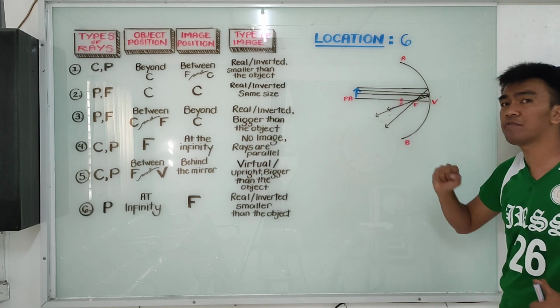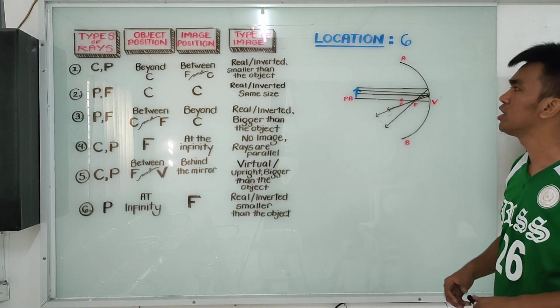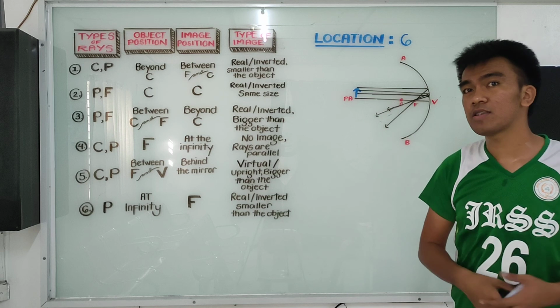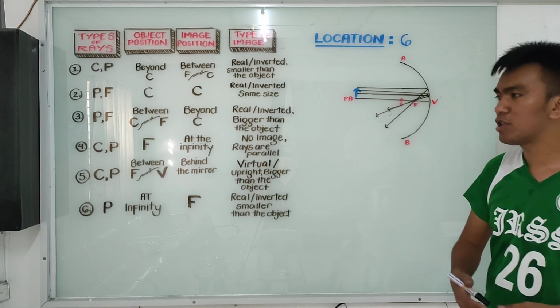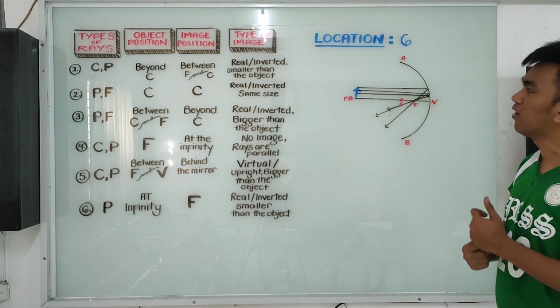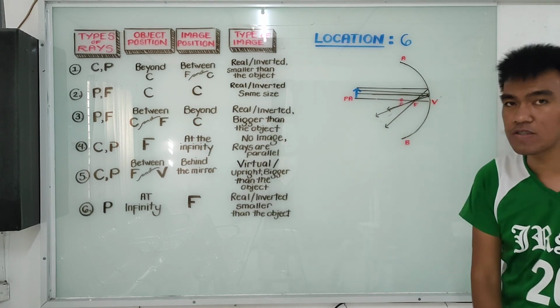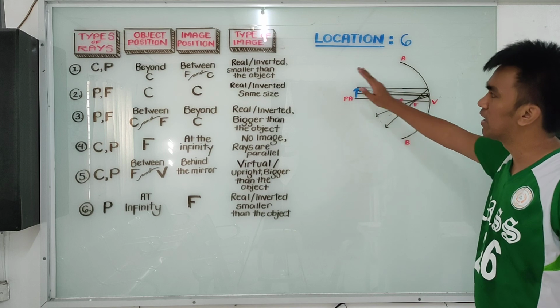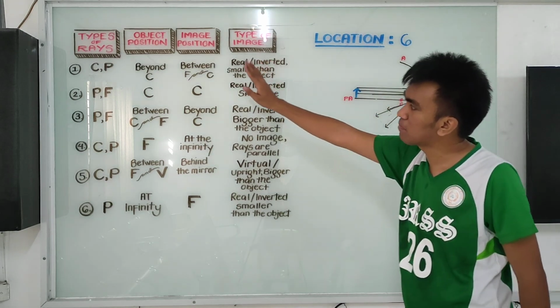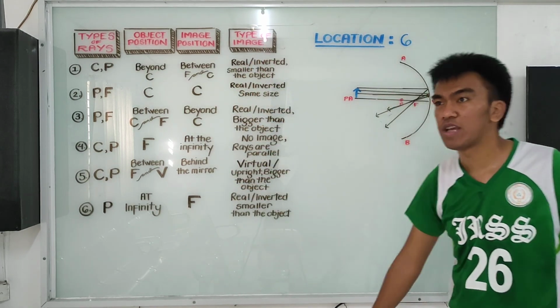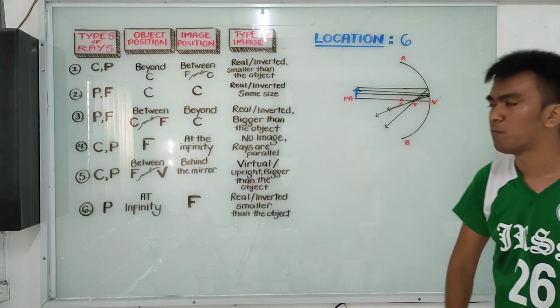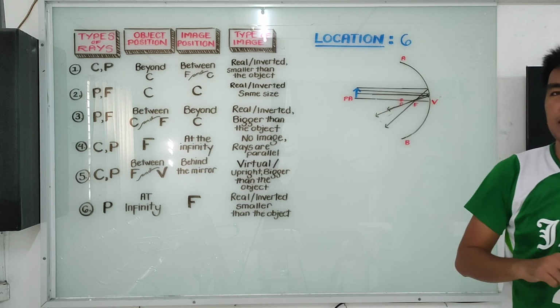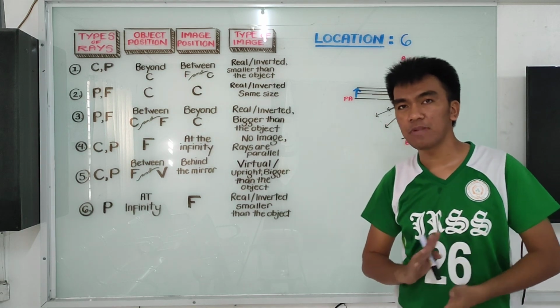So I hope you've learned from our discussion. If you still have questions, please don't forget to email me or PM me. Okay, so these are the different locations. Please study the object position and the image positions as well. You have to be familiarized with the types of rays. Okay, so I think that's it. And that's it for my discussion today.